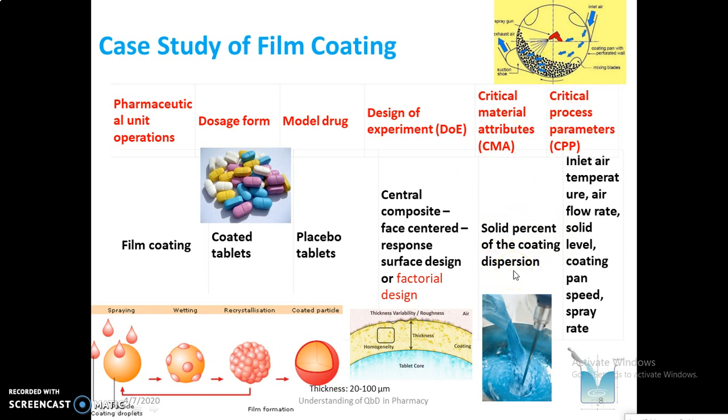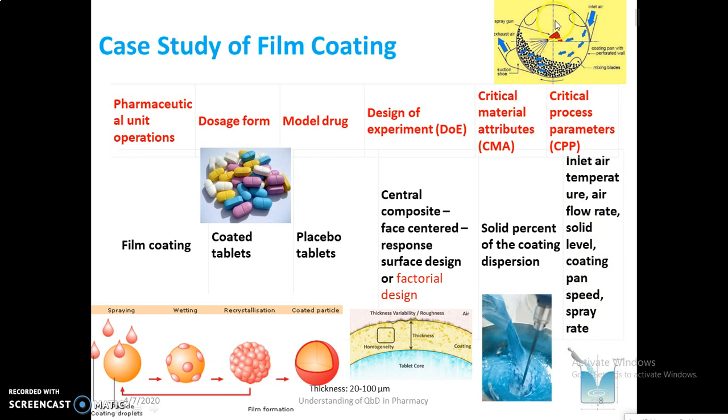That's why you have to always think about these critical material attributes, because physical, chemical, biological, microbiological properties directly affect your input materials. This is the input material, solid percent of coating dispersion, because you have to get the desired quality. The critical process parameter is inlet air. It could be temperature, air flow rate, solid level, coating pan speed, spray rate.